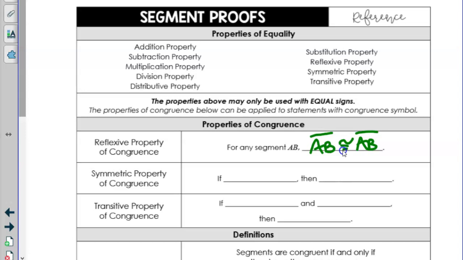All right, then the symmetric property of congruence says that if segment AB is congruent to segment CD, what would the symmetric property want me to do? We just used it in our algebra. Flip it, very good. Then we can say that segment CD is congruent to segment AB. So it just allows you to switch a statement around.